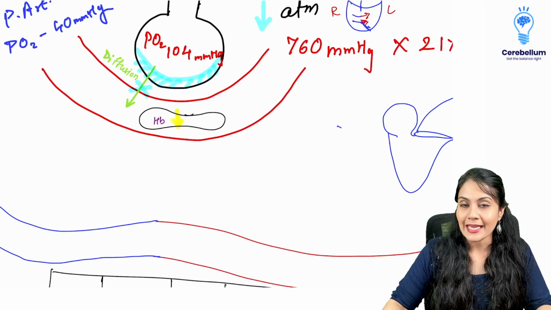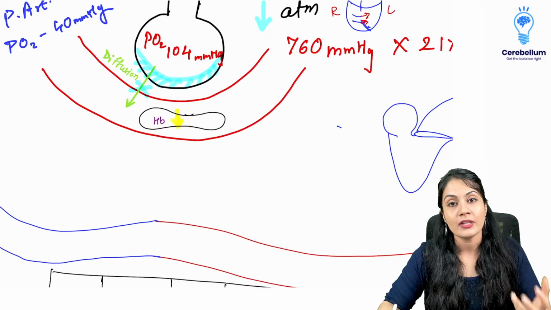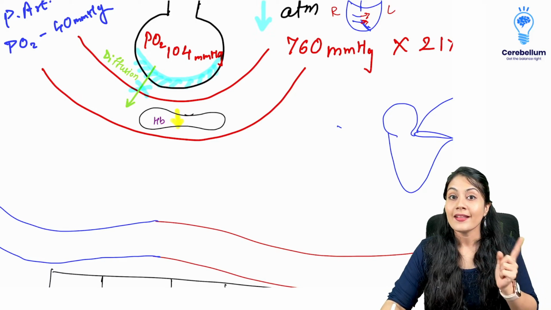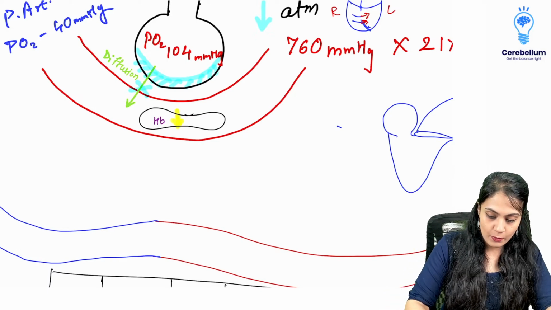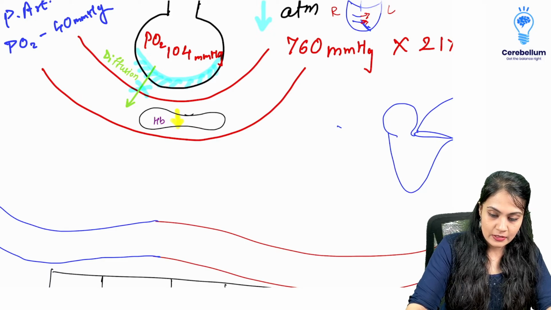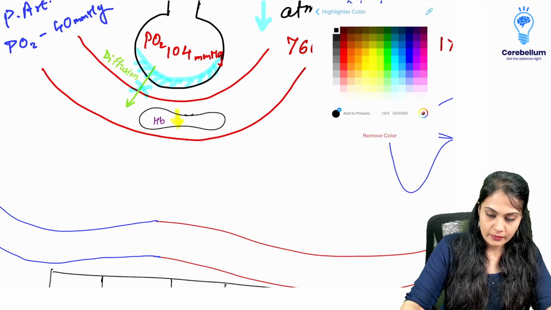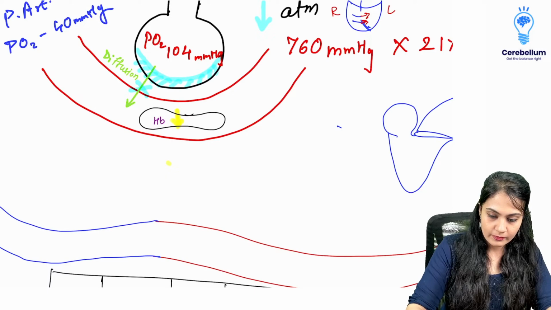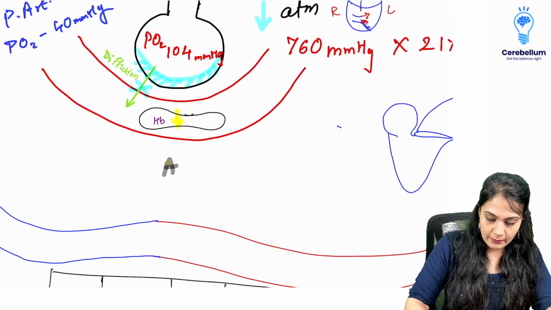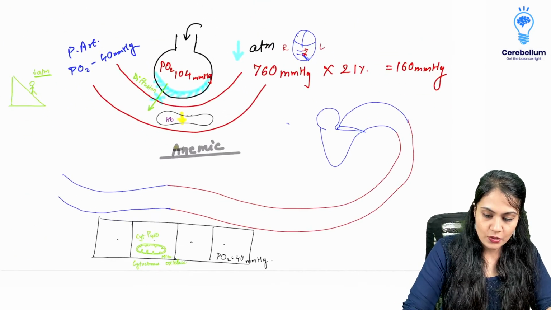All right, so second thing is there are fewer ships available to carry the oxygen. Then this type of hypoxia will be called anemic hypoxia. Second is anemic, first was hypoxic.